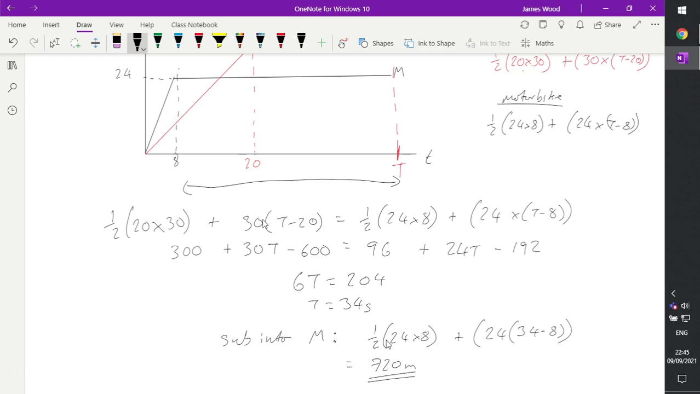So that's quite a tricky one, but I thought it was worth showing you that one in particular, because it's one the students always find hard.